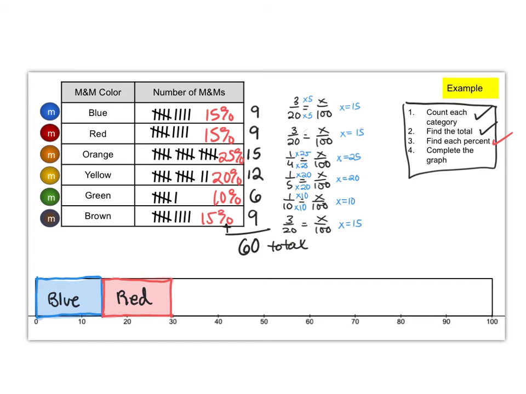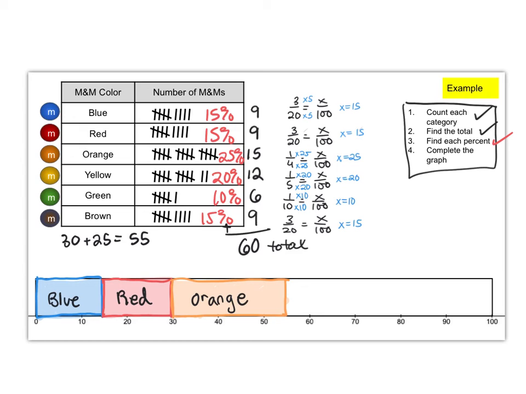Next is orange. Now remember, I'm starting at 30%. Well, 25% of my M&Ms are orange, so I'm going to do 30 plus 25. That means I'll start at 30 and I'll end at 55% in order to make a bar that is 25, that represents 25%. So I want you to notice that the orange bar is bigger than the blue and the red bars, and that's important. The reason is because there are more orange M&Ms than there are blue or red M&Ms. They represent 25% of the bag, while the blue and red M&Ms each only represent 15% of the bag.